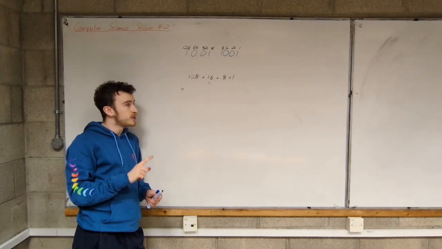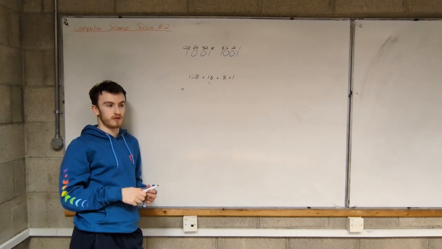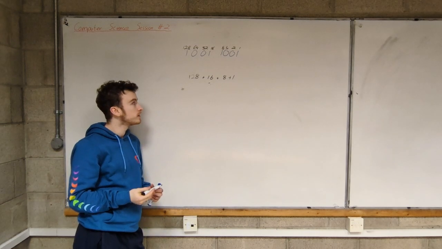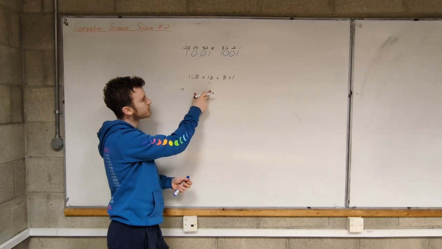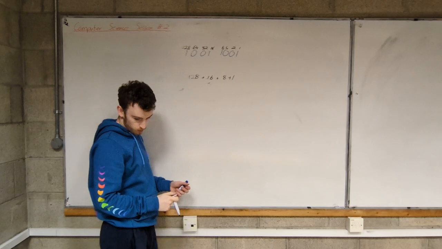Quick thing to note as well is you need to be able to do this in your head. In the exam, you will not have a calculator for any of these conversions or any kind of maths there is in computer science. It all has to be done here. So 128 plus 16 is 144, plus 8 is 152, plus 1 is 153.